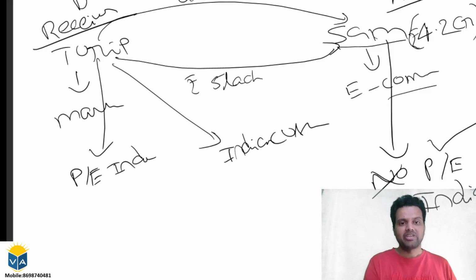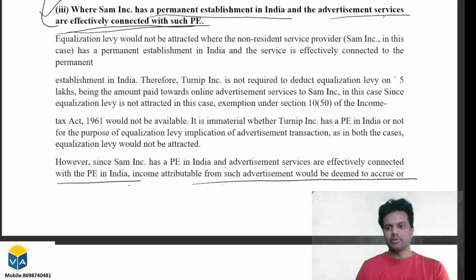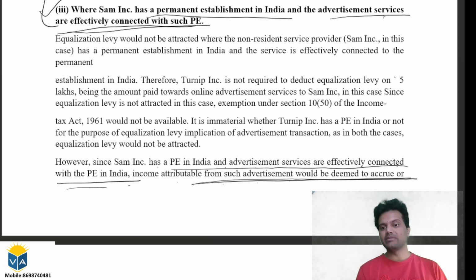So, point number 3. Where SAM Inc. has a PE in India and the advertisement services are effectively connected with such PE in India, the service provided is situated in India only. So all the income tax provisions will apply. Because of that, the answer says that since SAM Inc. has a PE in India and the advertisement service is effectively connected with such PE in India, income attributable from such advertisement would be deemed to accrue or arise in India in the hands of SAM Inc. under section 9 subsection 1 clause 1 of the Income Tax Act, and be taxable in the hands of SAM Inc. under the Income Tax Act 1961.